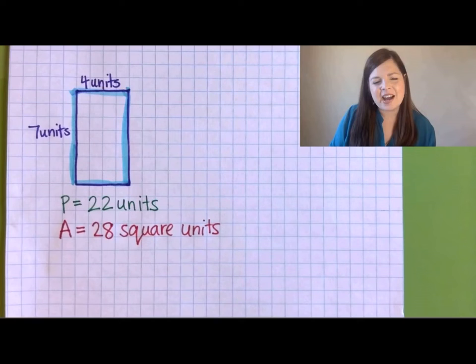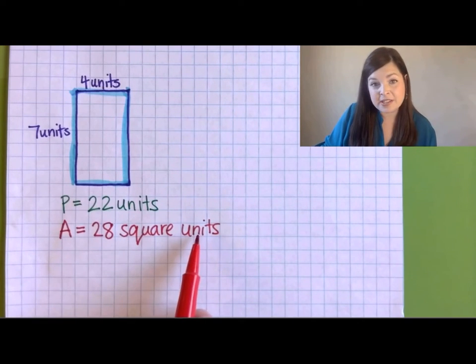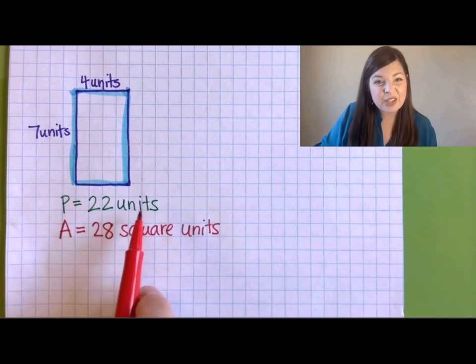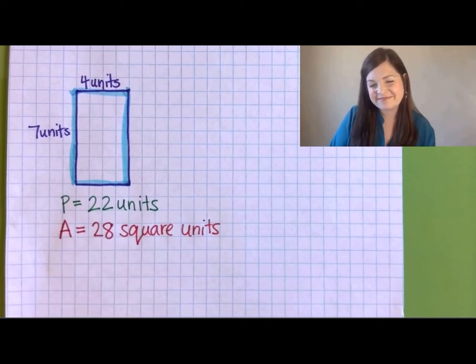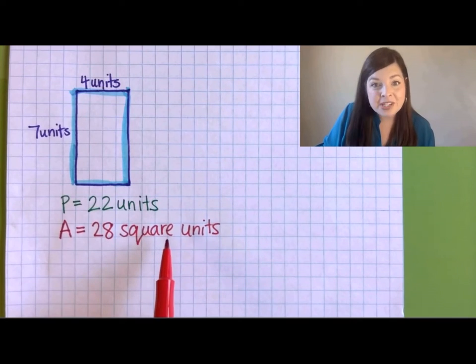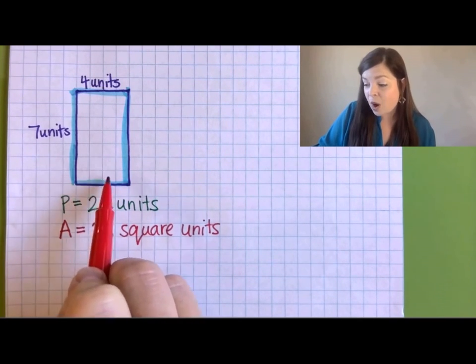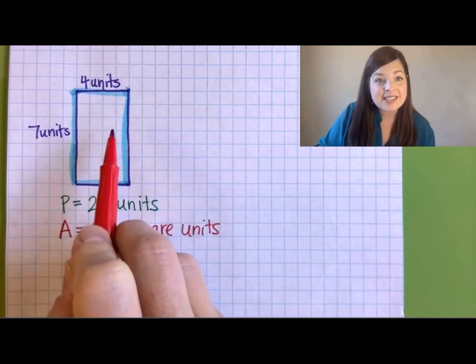Now, how come this time, when we measured the area, we had to write square units, whereas when we measured the perimeter, we just had to write units? Why is that? When we measured the area, we had to write square units because we measure area with square units. We actually had to count all of the squares inside the rectangle.